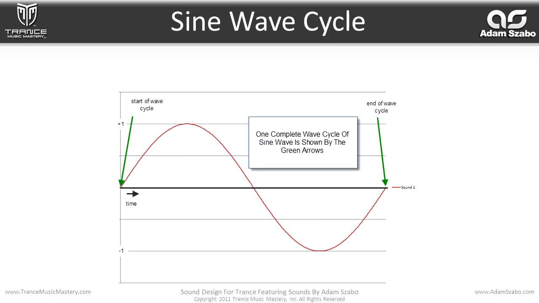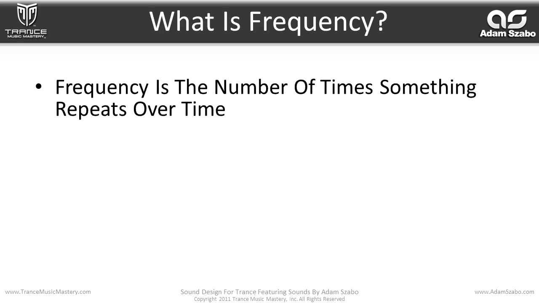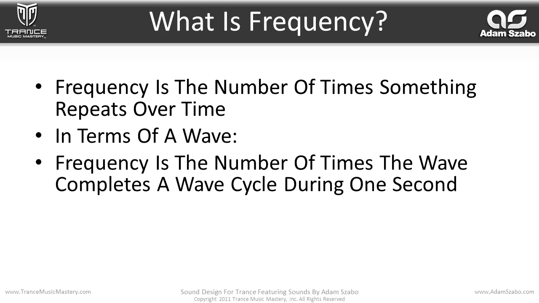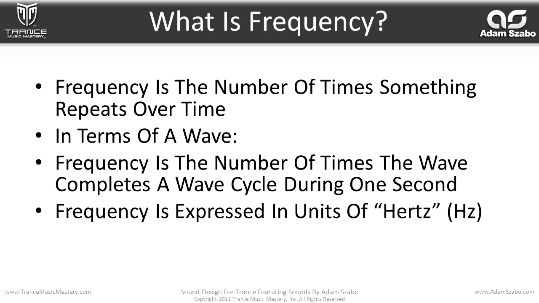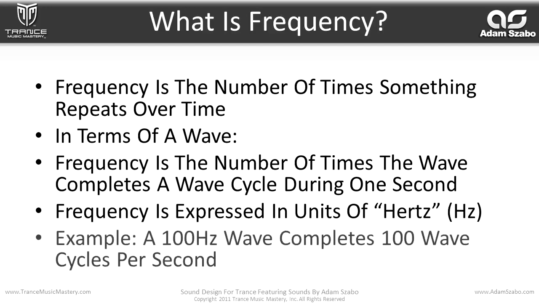Now, a sine wave also has a cycle. In this case, I'm showing one complete wave cycle of a sine wave, shown from the start of the wave at the green arrow on the left, reaching the end of the wave cycle, the green arrow on the right. What is frequency? Well, frequency is the number of times something repeats over time. And in terms of a wave, frequency is the number of times the wave completes a wave cycle during 1 second. So frequency is expressed in units of hertz, or Hz. Example, a 100 hertz wave completes 100 wave cycles per second.